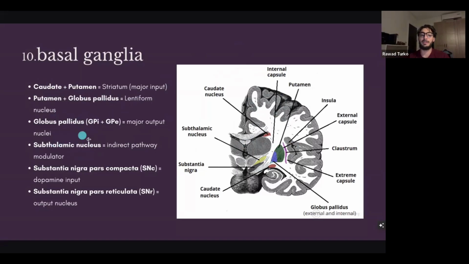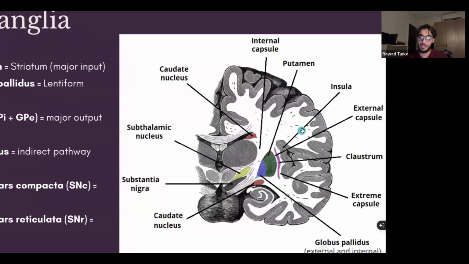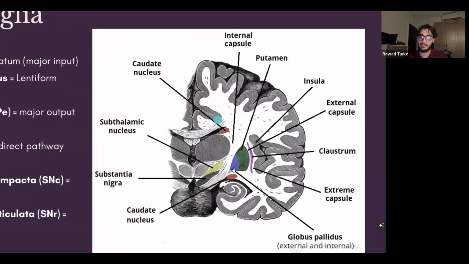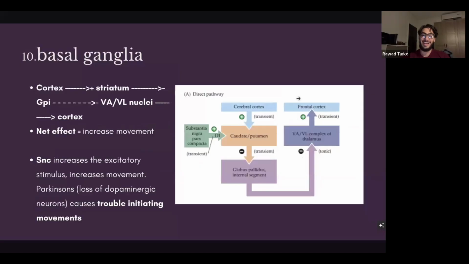The subthalamic nucleus is the indirect pathway modulator. And then the substantia nigra, which is again a very, very important part of the basal ganglia, is for dopamine input. The pars compacta is for dopamine input, and the substantia nigra pars reticulata is the output nucleus. Again, this is the anatomy if you want to look at it again. This is the head of the caudate nucleus, this is the tail of the caudate nucleus. Internal capsule, this is the thalamus, this is the subthalamic nucleus, this is the putamen, globus pallidus externa, globus pallidus interna. Okay, let's get to it.